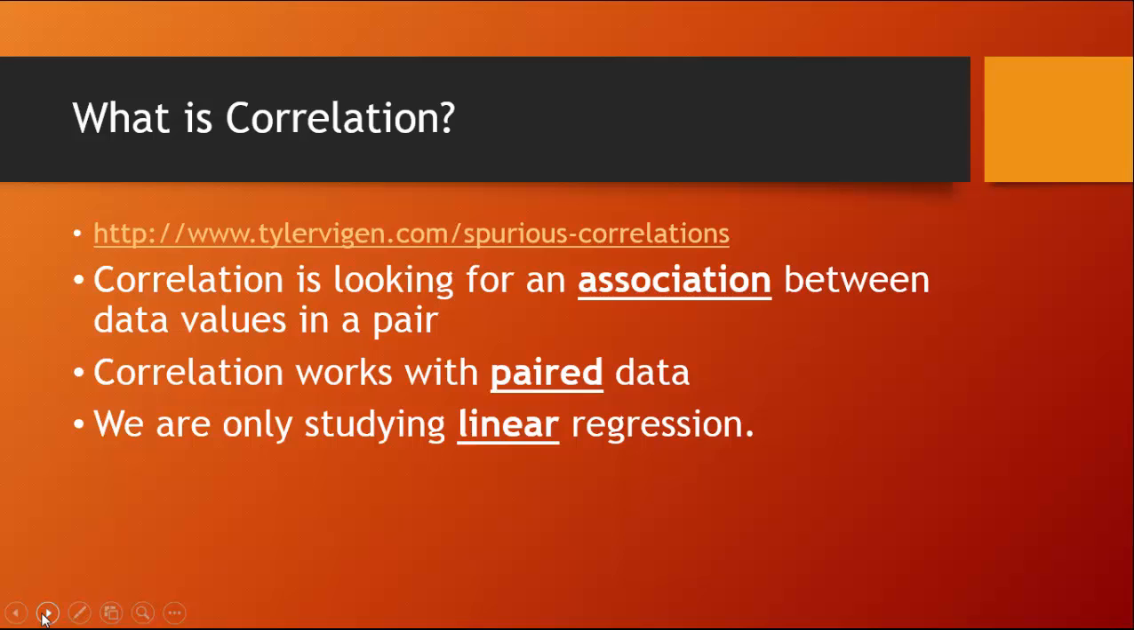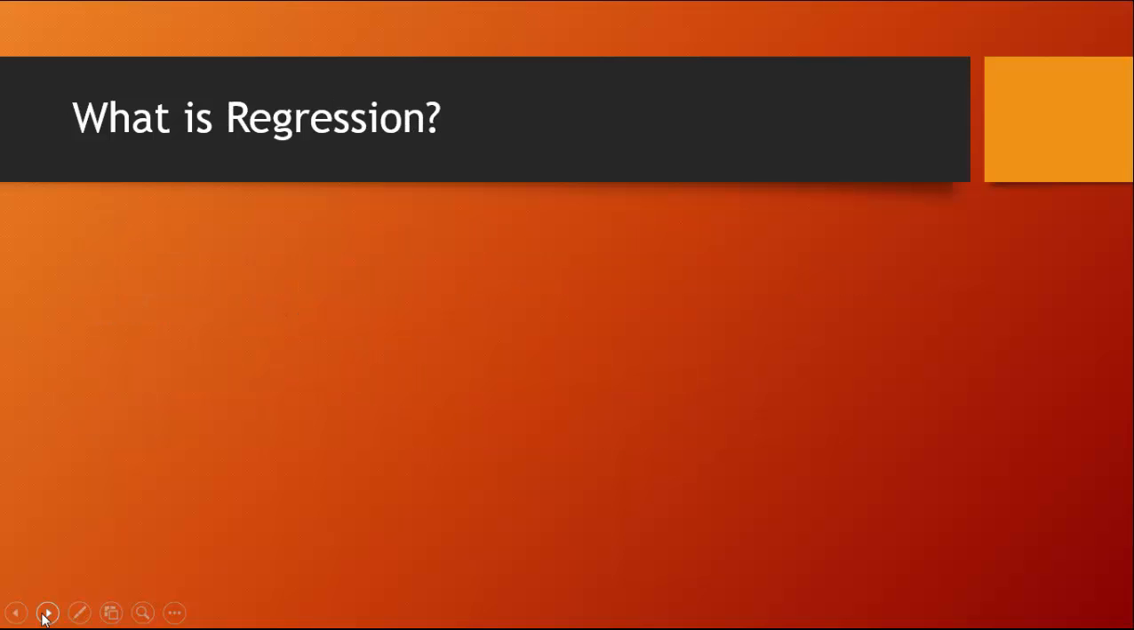We are only studying linear regression in this course. So rather than all sorts of crazy curves like we saw on spurious correlations, we are specifically looking at the ones that produce virtually a straight line. So then what is regression?